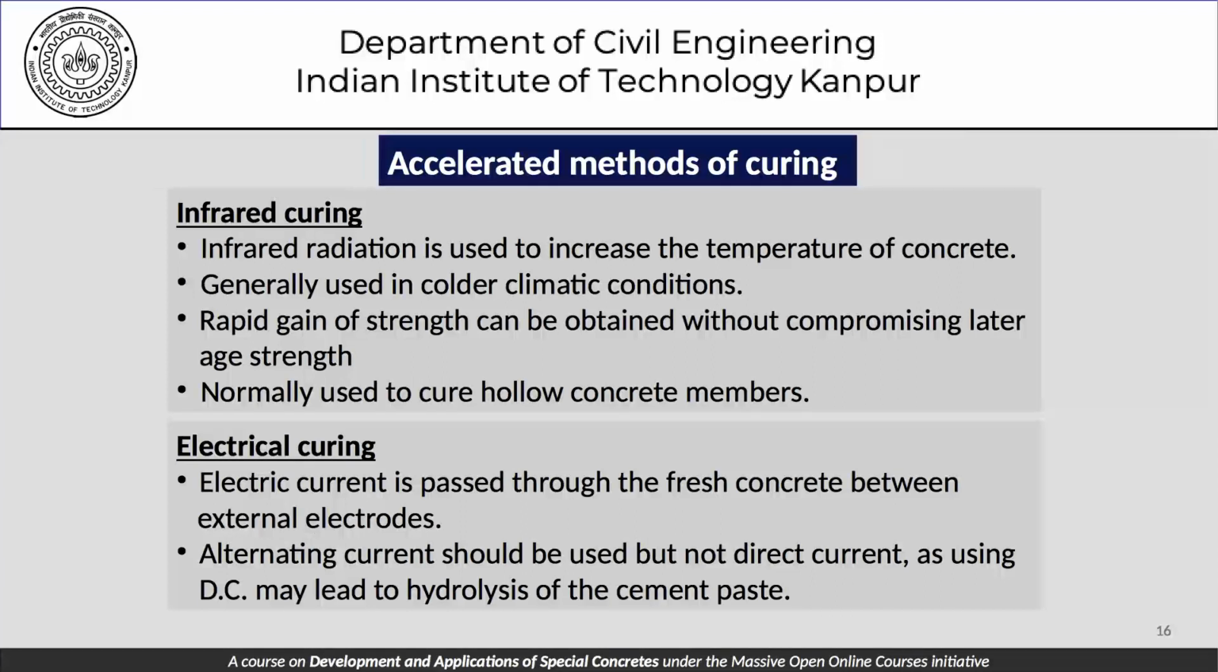Then there is electrical curing as well, where the electric current is passed through fresh concrete between external electrodes, and alternating current should be used, but not direct current, as the direct current may lead to hydrolysis in the cement paste. So there are certain things which we must know about before we try to apply one method or the other as an accelerated method for curing.